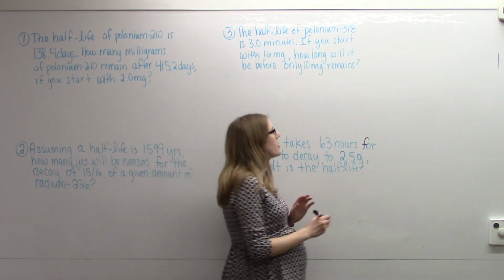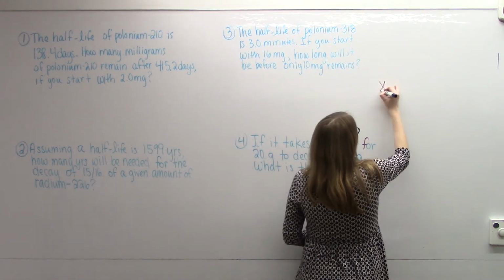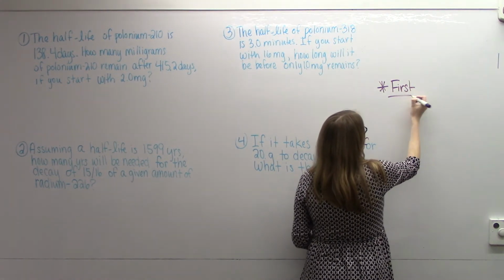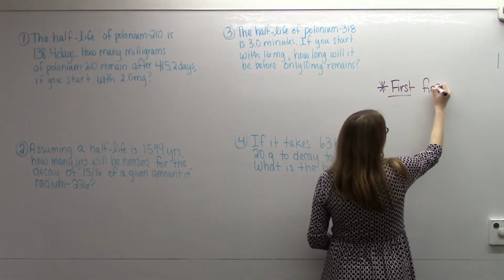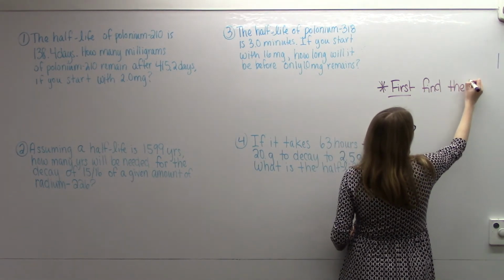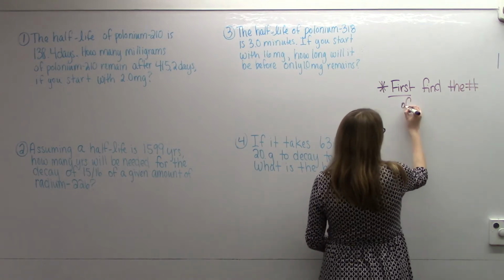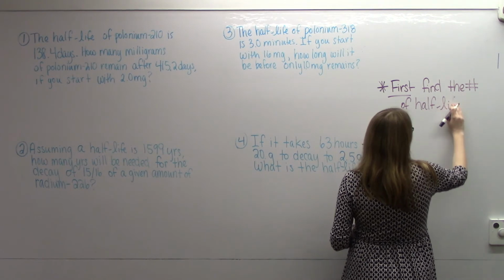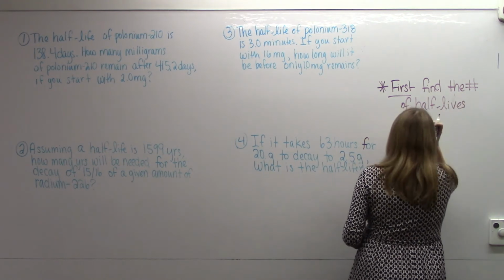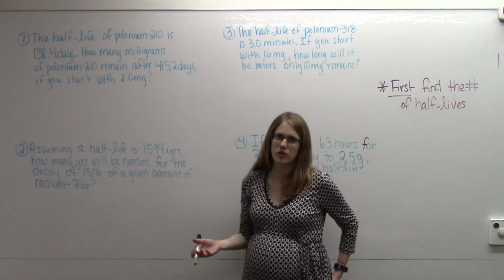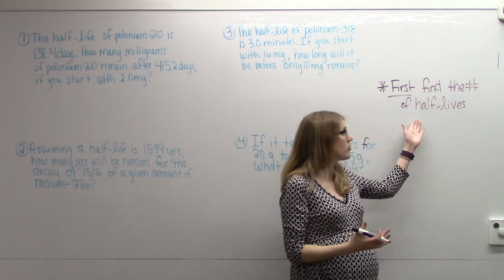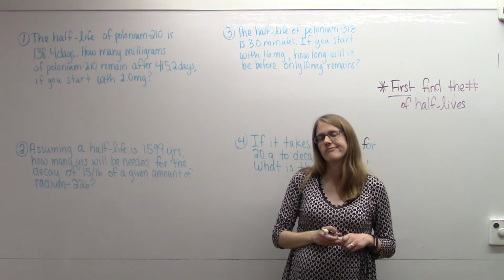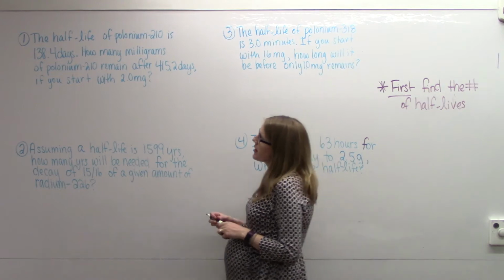But I'm going to give you a hint here. To solve these problems, I want you to first find the number of half-lives. On almost every problem, that's going to be your first step, to figure out exactly how many half-lives have occurred. And then from there, this number of half-lives is the number of times you have to divide by 2. So let's just jump right in.